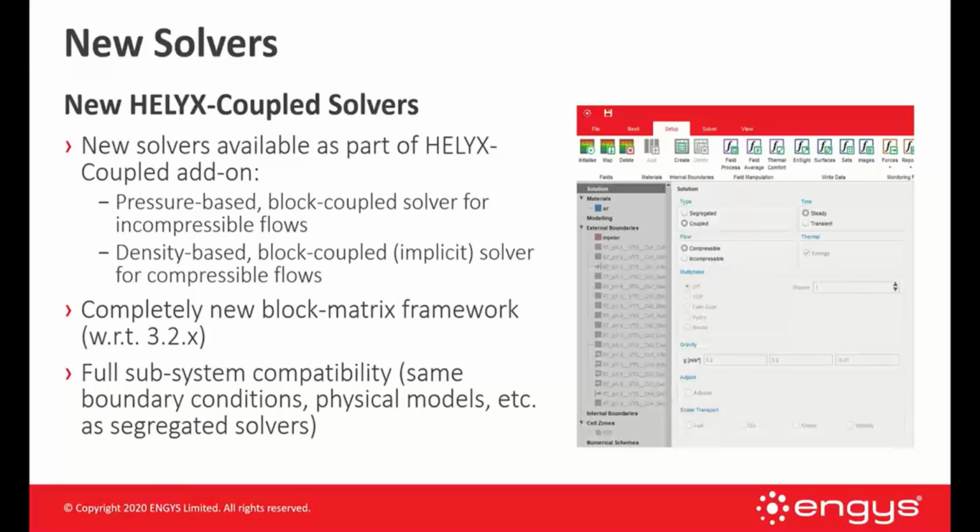The way it was done, it was basically a new block matrix framework, which was rewritten from scratch with respect to 3.2, with the objective to have a full compatibility with the subsystems and components available in the standard HELYX. So this means you can exploit all the boundary conditions, physical models, turbulence models, and so on that are available in the segregated solver. And this wasn't the case in the previous version of HELYX, where we had some special solvers for the HELYX coupled add-on. So in this case, the compatibility is 100%.